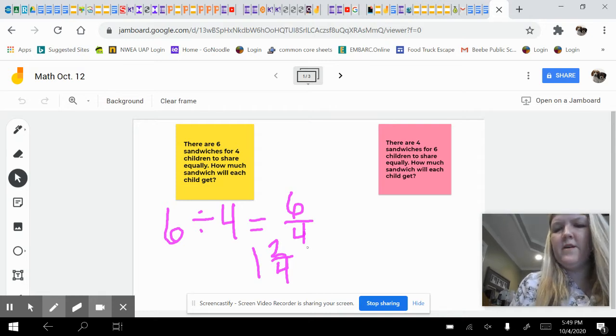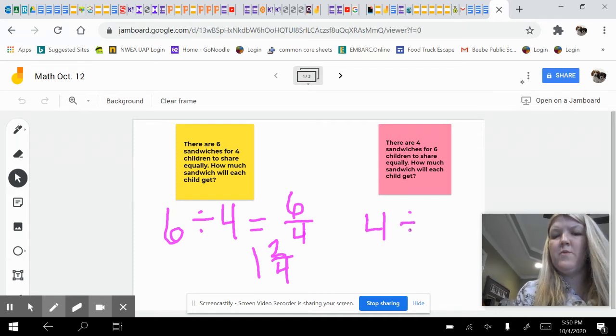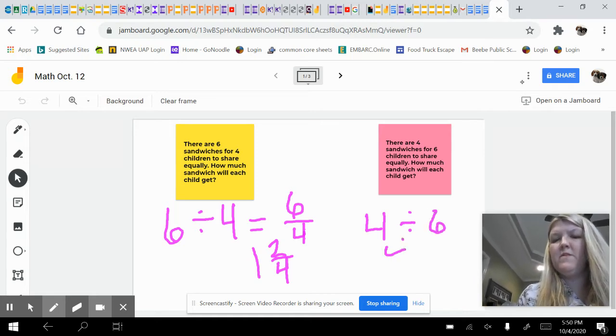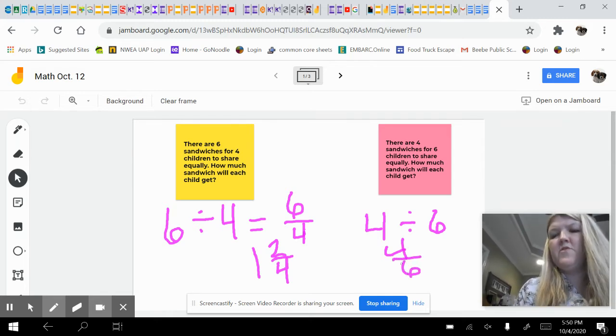Now, if we switched it around just a little bit, now we only have four sandwiches to share. We have six children now instead of four. So we have less sandwiches and more children. So four divided by six is going to give us 4/6 of the sandwich. So they're not going to get a whole sandwich.